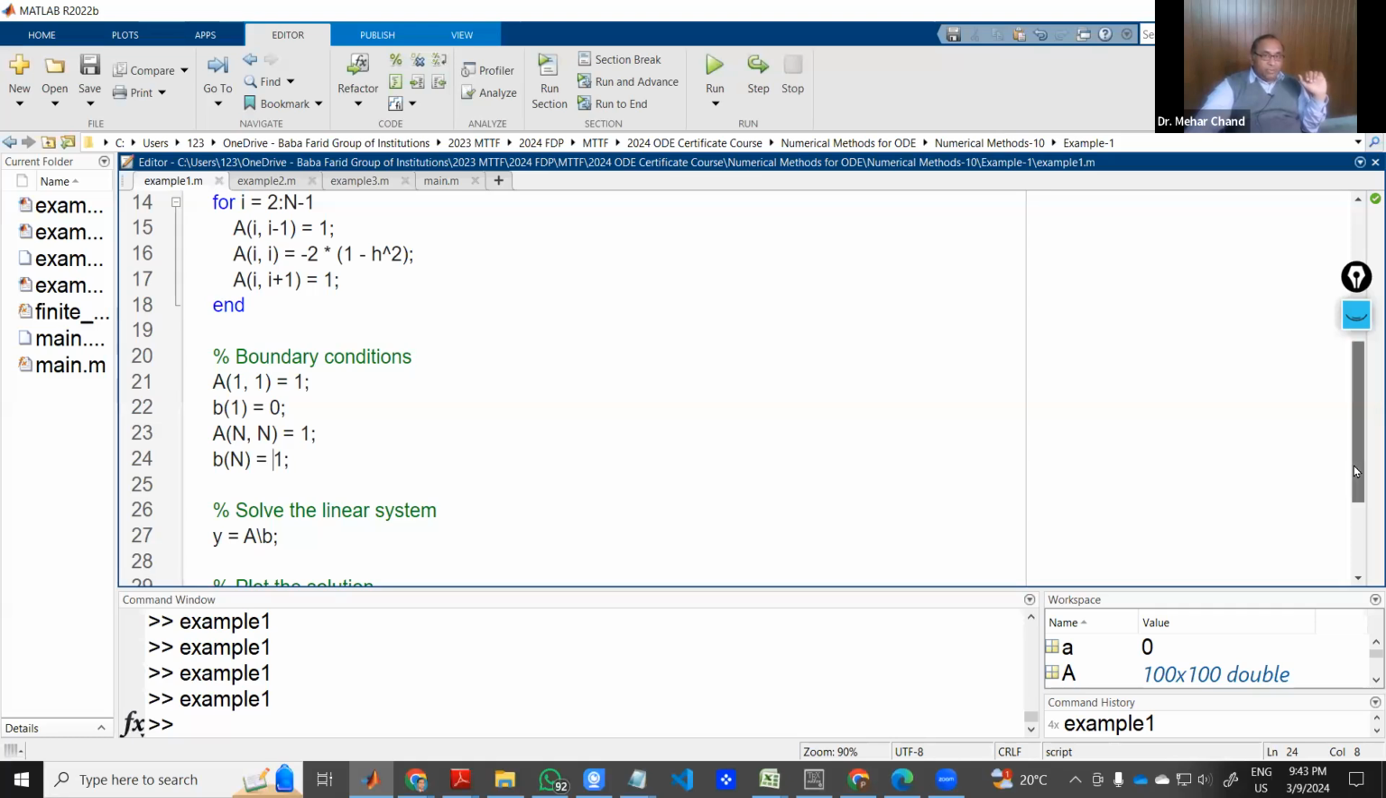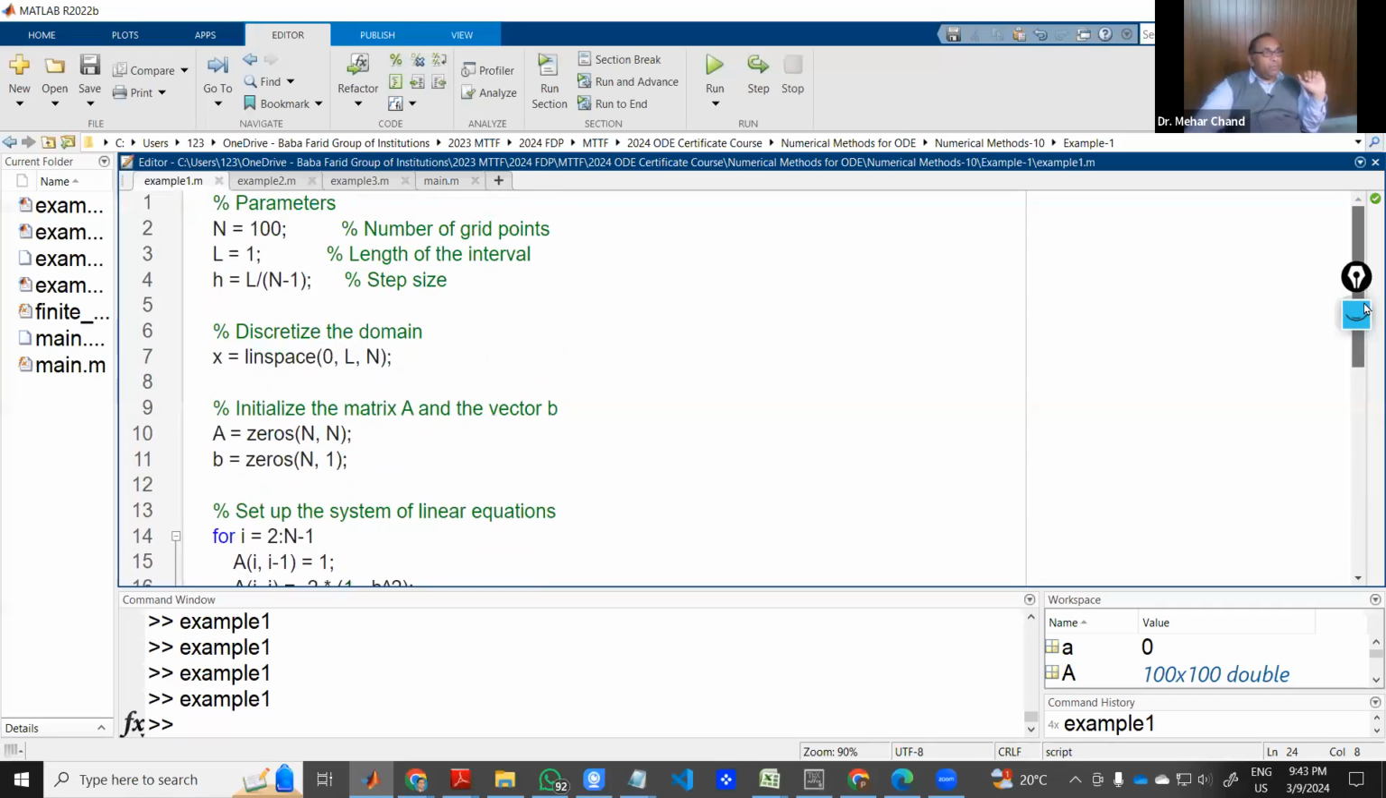Let me know if you have any question regarding the implementation of this finite difference for boundary value problems, because previously we used this finite difference only for initial value problems, but the same approach we can use for the boundary value problems. If you have a question, please feel free to ask me.